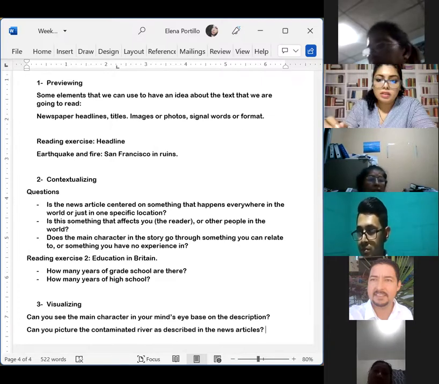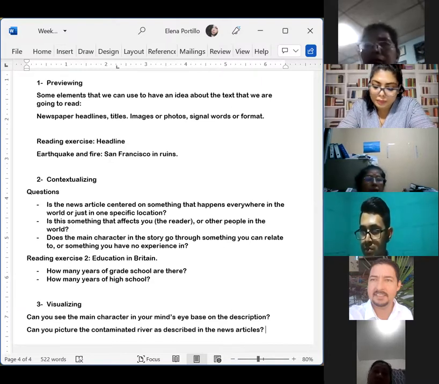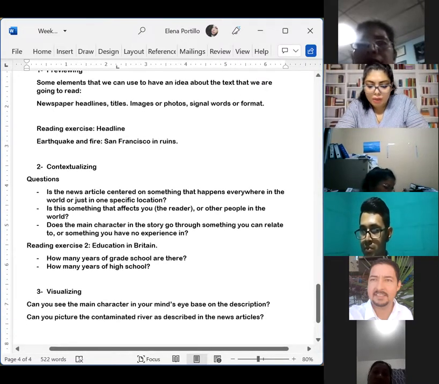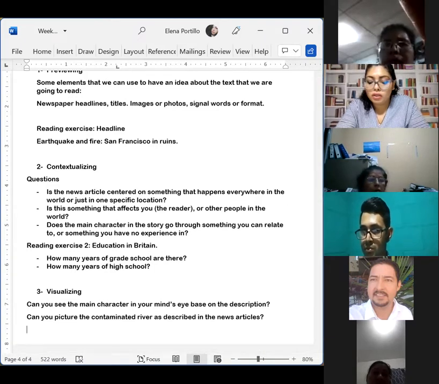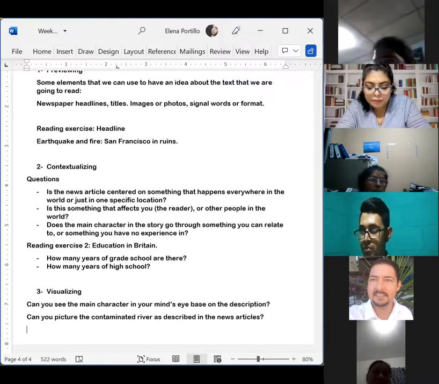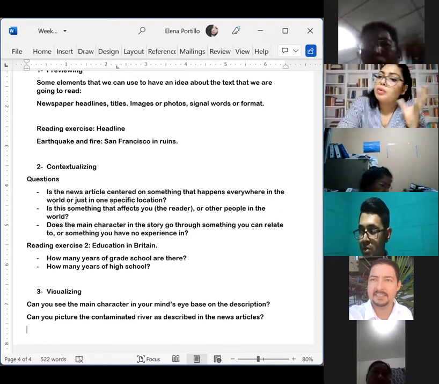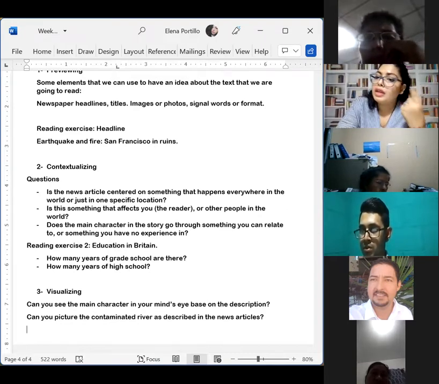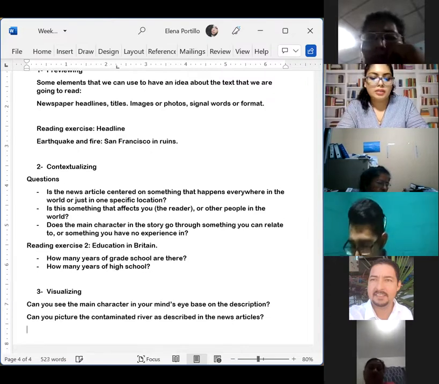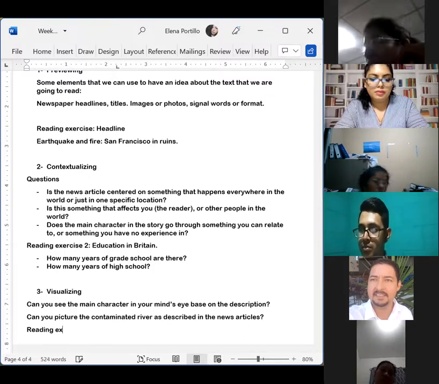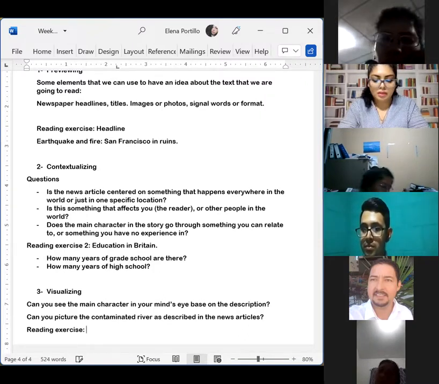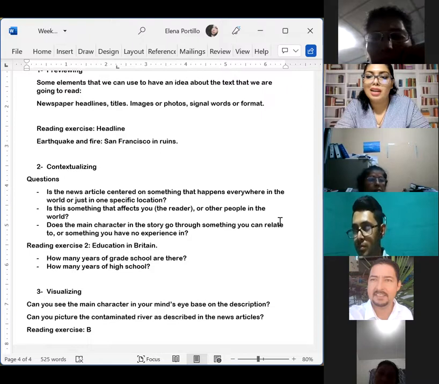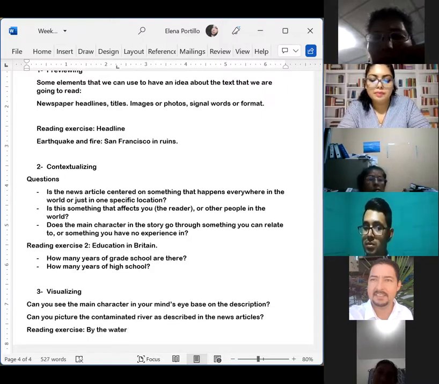Then we have the reading exercise, and it says we have a text called "By the Water." That's the name of the article, "By the Water." When we are reading the name, we are going to start with the name. Exercise. "By the Water," like it says in other countries. "By the Water," that's the name.